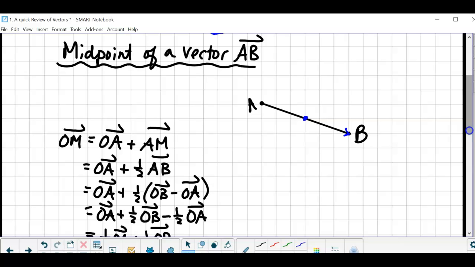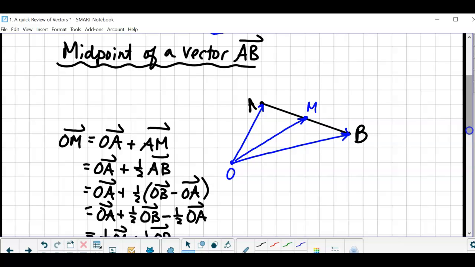Okay, and basically, this is in the coordinate grid. So O might be over here, the origin, right? So here's your vector OA. There's your vector OB. Okay, and then this would be your midpoint. So that's your vector OM.